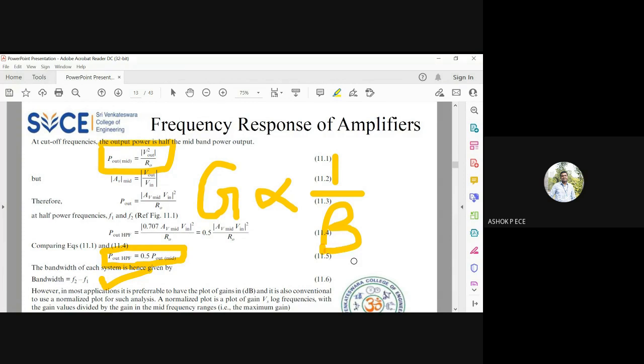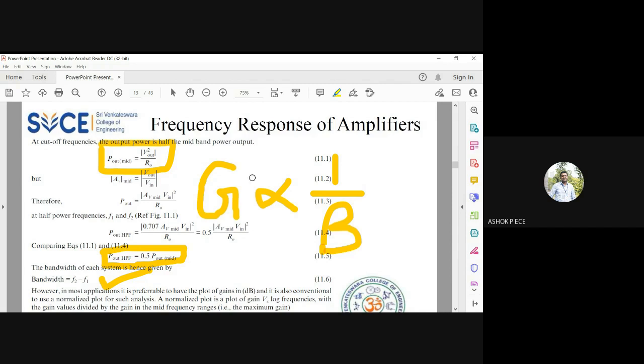So in an application, you have to compromise either on gain or on bandwidth. If in an application gain is an important parameter, don't worry about bandwidth. If bandwidth is an important parameter, don't worry about gain. If you have to compromise between both, you have to choose an approximate optimum value which will be suitable for gain as well as bandwidth.